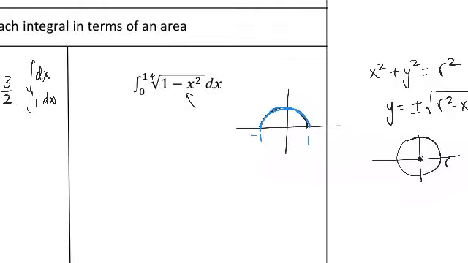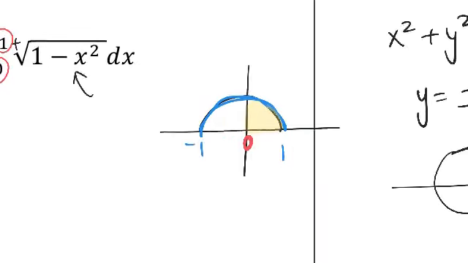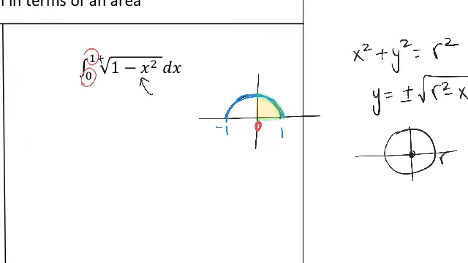So careful with the limits on circle problems. We're going from 0 to 1 only, so that is just a quarter of this circle. It's just that piece. That integral means the area between this part of the circle and the x-axis going from 0 to 1. So it's 1/4 of the total circle area.